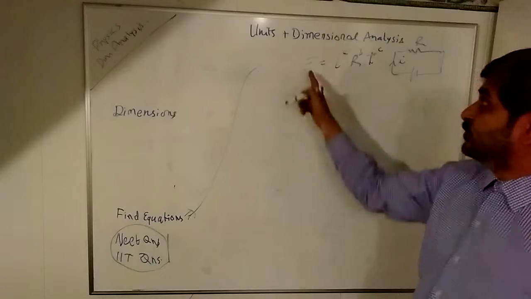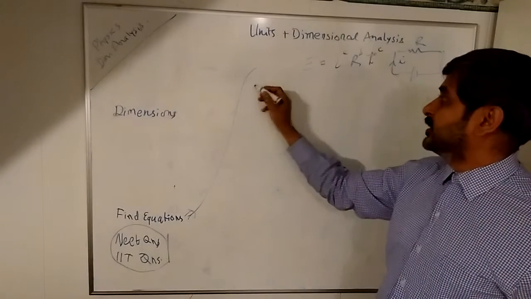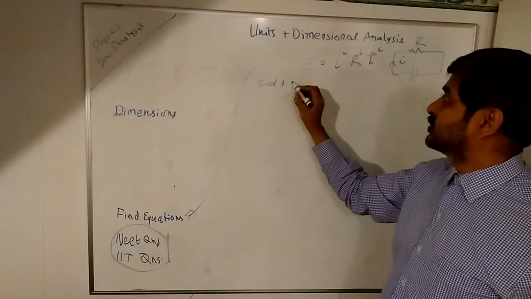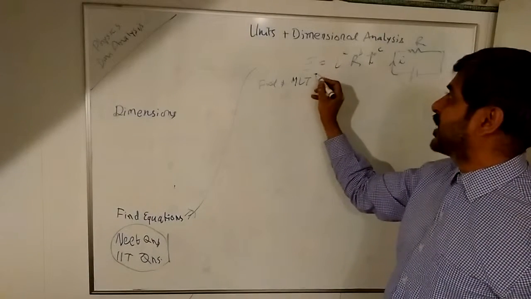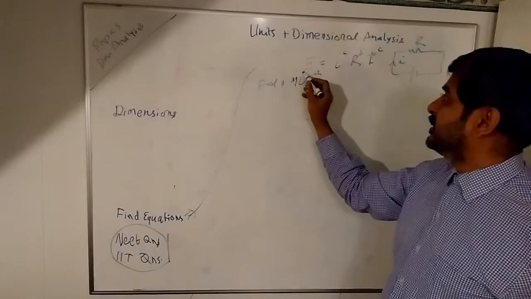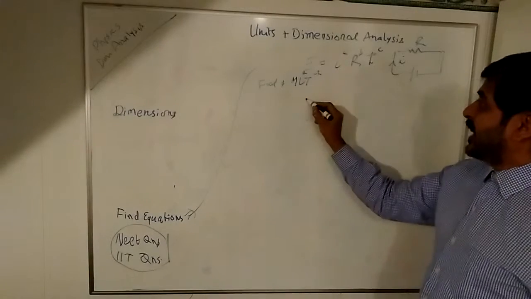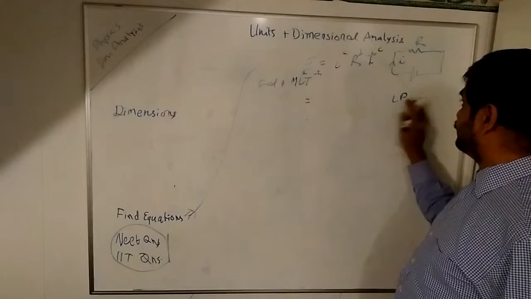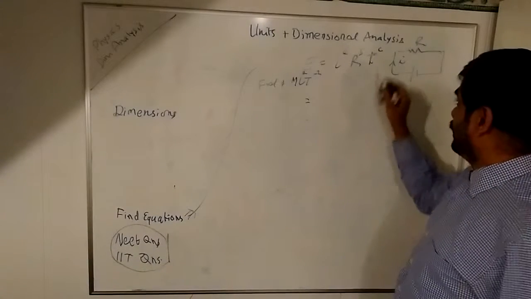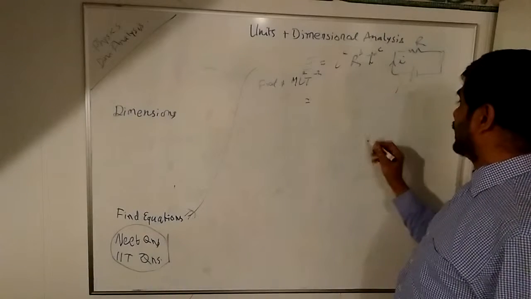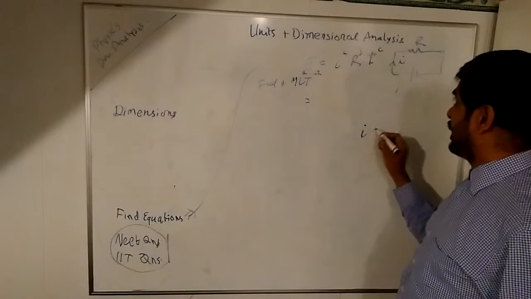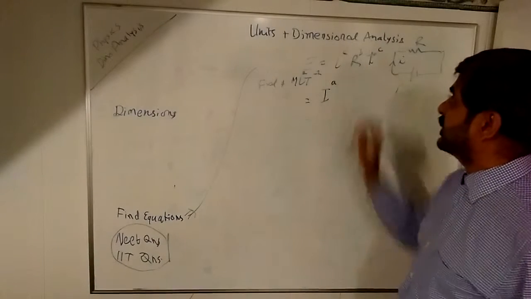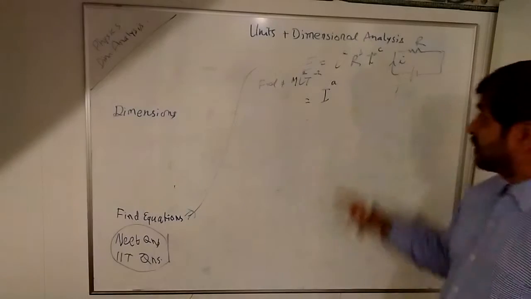So energy is work done, force into distance, and force is nothing but mass into acceleration, m L t to the power minus 2, and multiplied by distance is m L square. The right hand side is a little complicated, but let's try to find out. Time is t, this is simple. Now the resistance R we can find from I, which has the dimensional formula of I to the power of A, because current is a fundamental unit, so we write I to the power A.